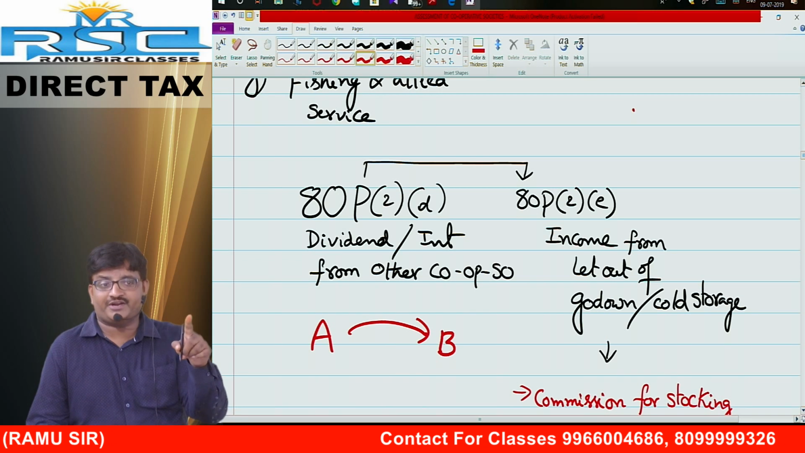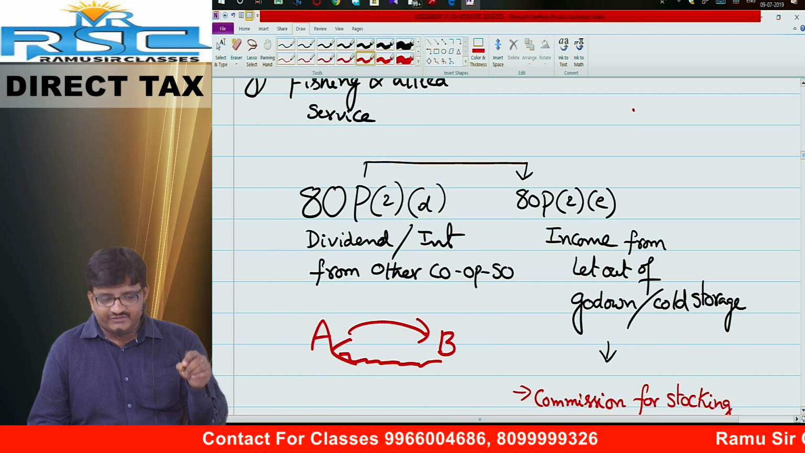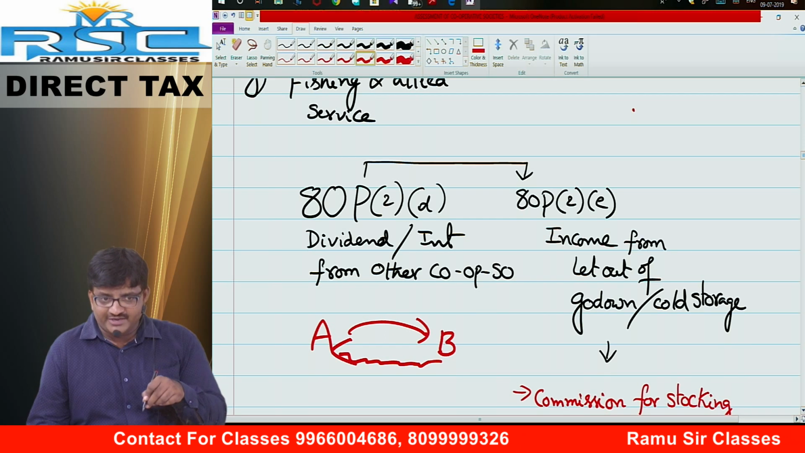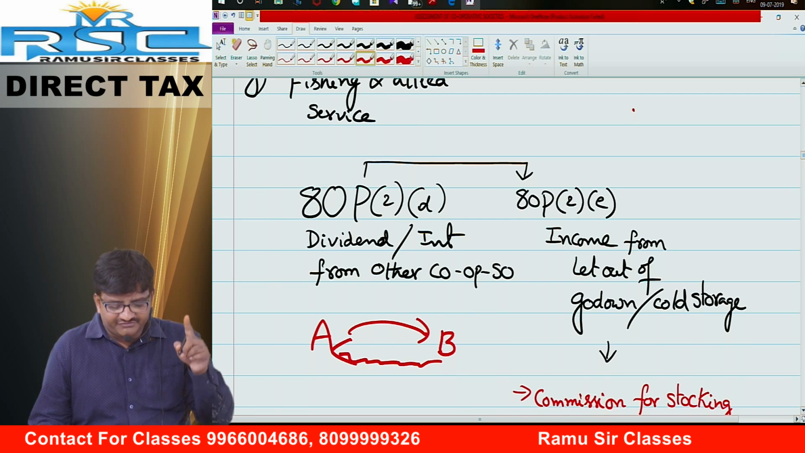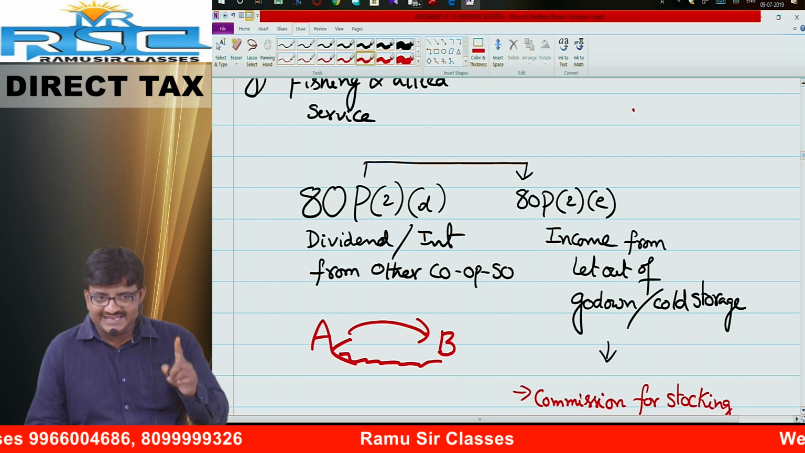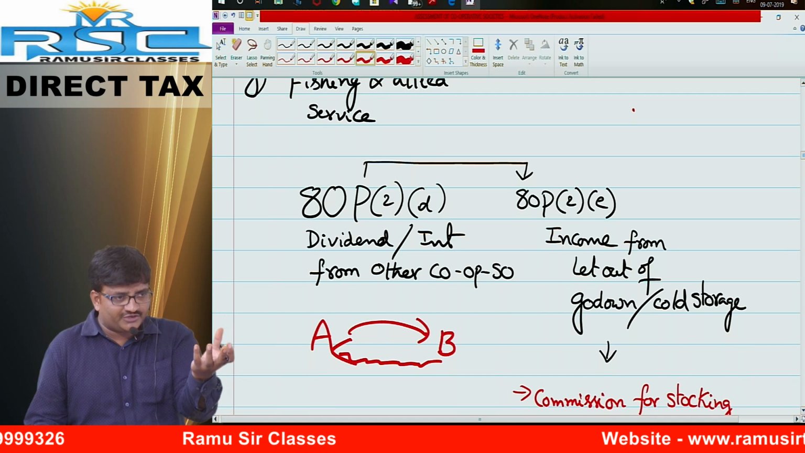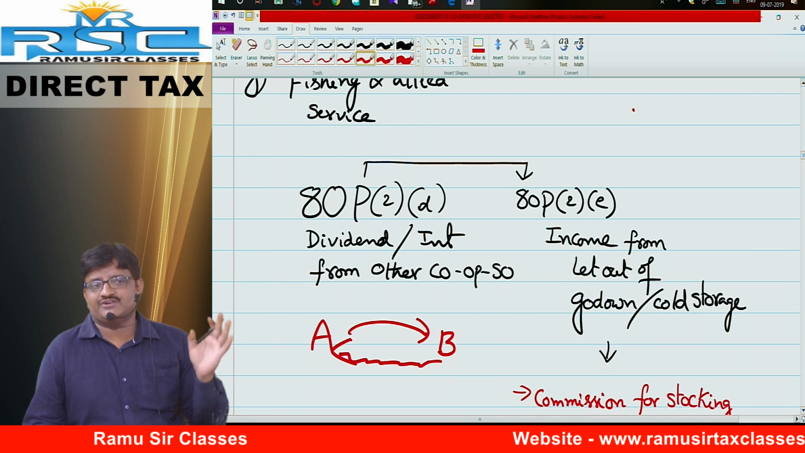In this case, cooperative societies, they will get the revenue. So the income of A cooperative society from B cooperative society by way of dividend or by way of interest, that income is also allowed as deduction. Friends, this comes under 80P(2)(d). Dividend or interest income from another cooperative society is also allowed as deduction.